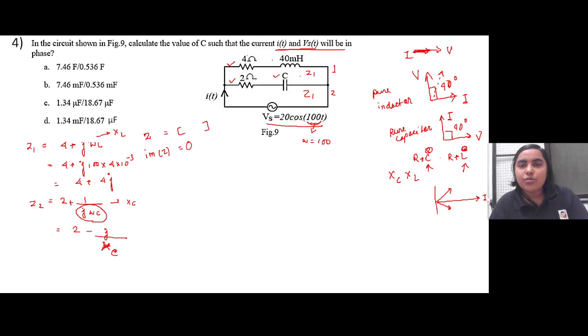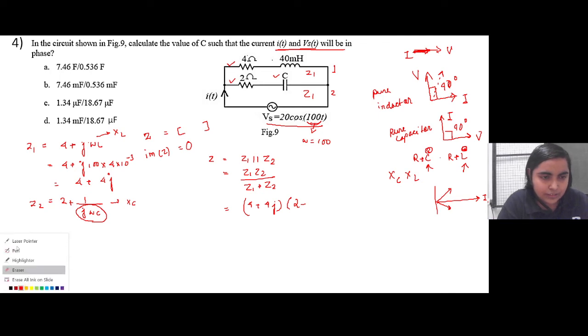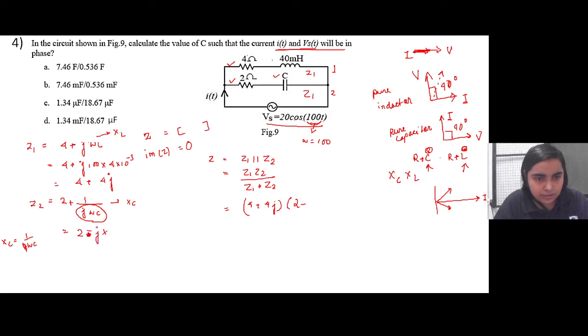Now in this circuit, branch 1 and 2 are in parallel with each other. So the net Z will be equal to Z1 parallel to Z2, which is basically Z1 times Z2 by Z1 plus Z2. So we have 4 plus 4j into 2 minus, sorry, XC is equal to 1 by j omega C, right? Sorry, it is 1 by j omega, so this will be 2 plus j into XC. So we have just taken this j to the numerator, right?